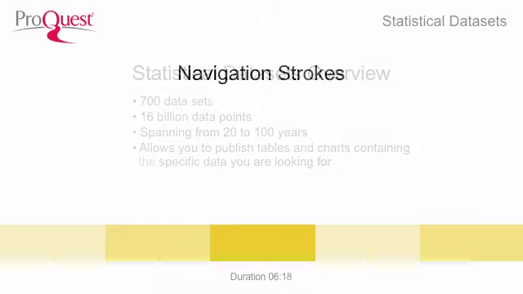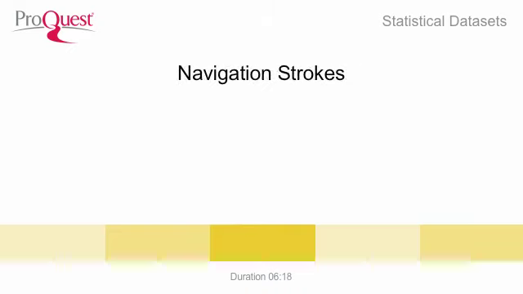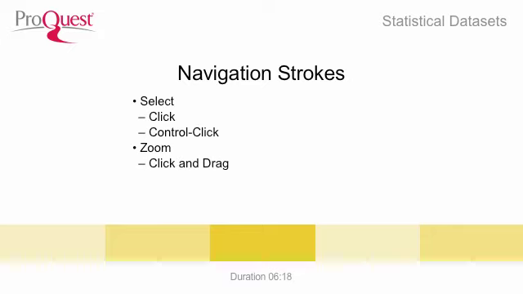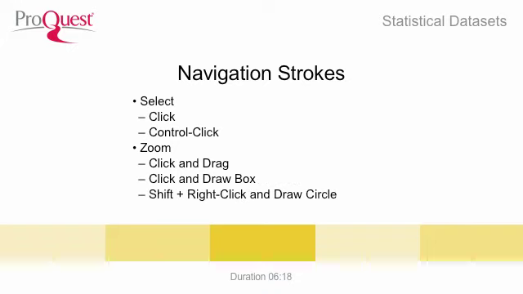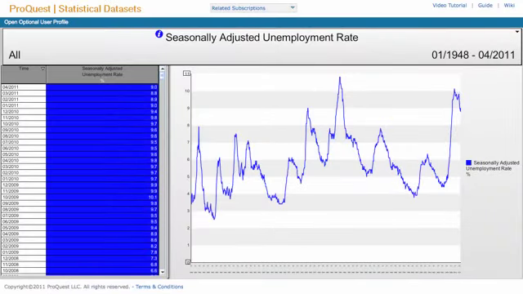Throughout this session, we will use 5 strokes plus the escape key. When selecting items, you can select a single item by clicking on it and select multiple items by control-clicking on each additional item. To zoom in on data, we use 3 methods. Depending on the displayed data, click and drag to zoom in on a graph. Click and drag to draw a box on a map, enlarging the view. Also on a map, using both hands, shift right mouse click and drag to draw a circle. Now we'll show you examples of how to zoom.